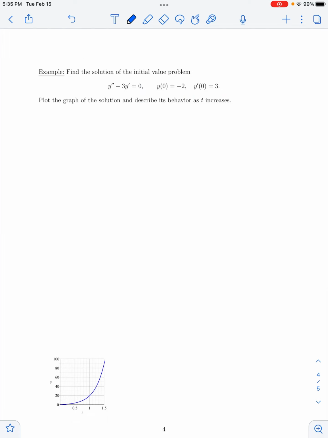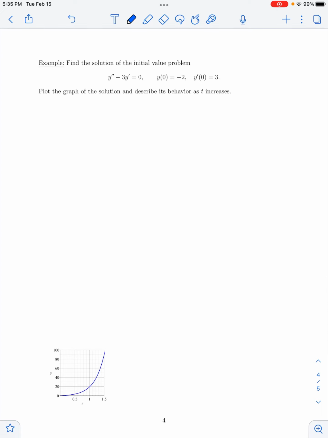So let's look at another one of these. In this next one, we're asked the same sort of problem. We want to find the solution of the given initial value problem, y double prime minus 3y prime equals 0. So this is second order linear, homogeneous, and it has constant coefficients.